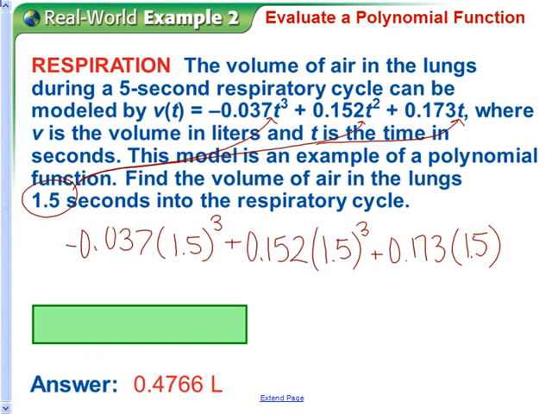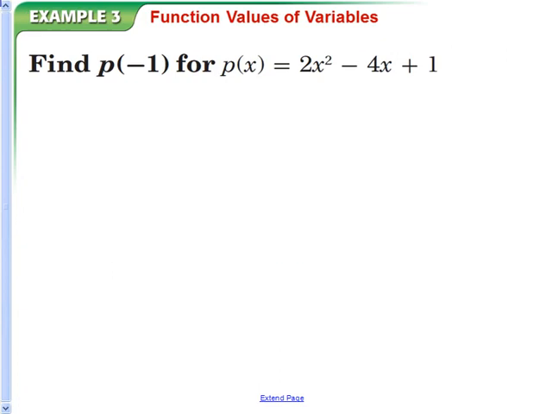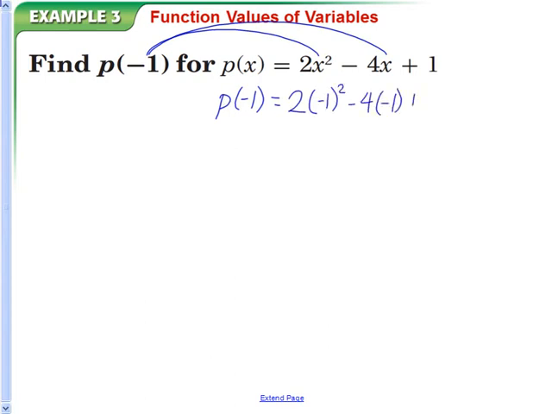Okay, so now let's just do it a little bit more algebraically. And so just a review problem. Find p of negative 1 for p of x equal to 2x squared minus 4x plus 1. All we're going to do is take this negative 1. P of negative 1 equals negative 1 goes in for all of our x's. Okay, so we're just going to take and calculate this section.